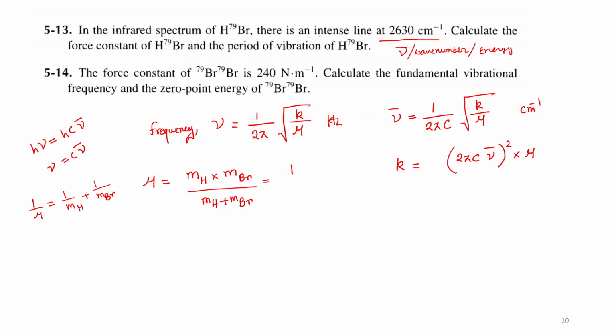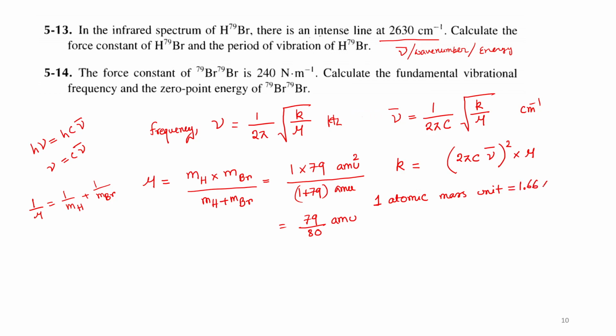So let us take it in AMU unit. 1 into 79, I am not going too far, right? AMU into AMU divided by 1 plus 79 in AMU. So you got 79 by 80 AMU. AMU is nothing but atomic mass unit, and one atomic mass unit in kilogram is 1.66 into 10 to the power minus 27 kg, what I remember.